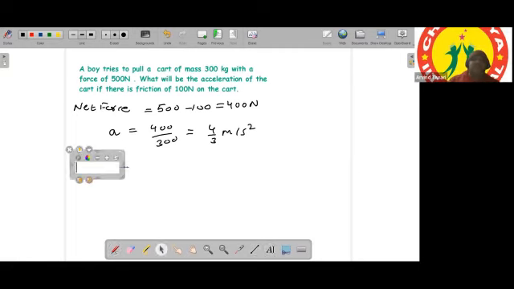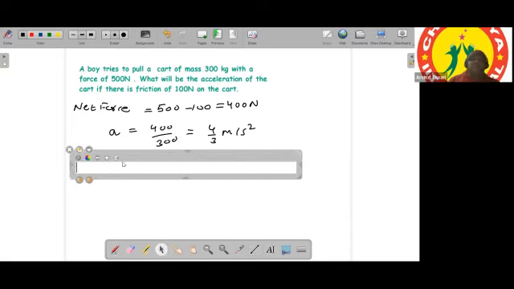Now, the next one is your third law of motion, and after that we have the conservation of momentum. Okay. So let's see the third law of motion. As per the third law of motion, what does the third law of motion state?